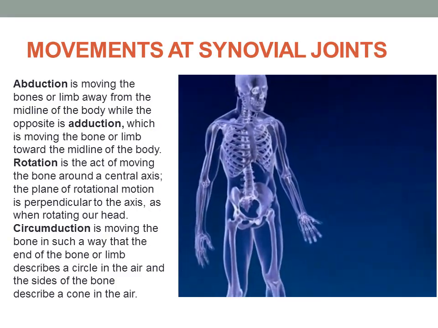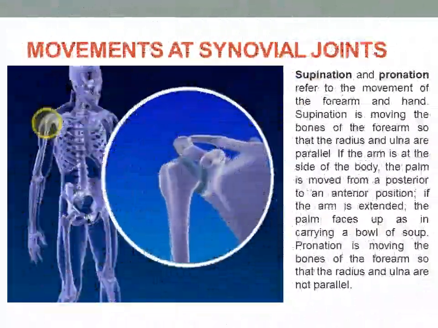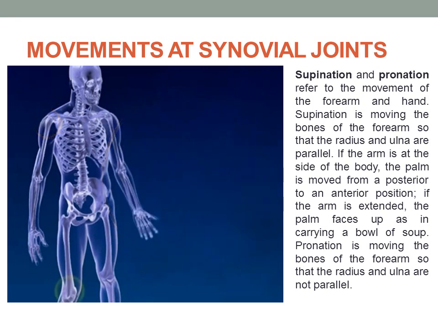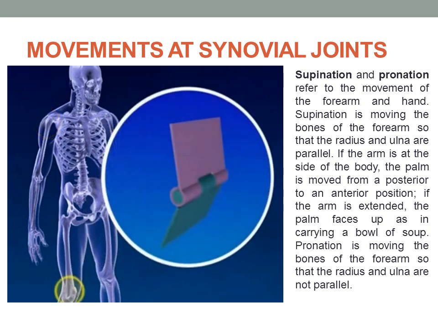Abduction is moving the bones or limb away from the midline of the body, while the opposite is adduction, which is moving the bone or limb toward the midline of the body.